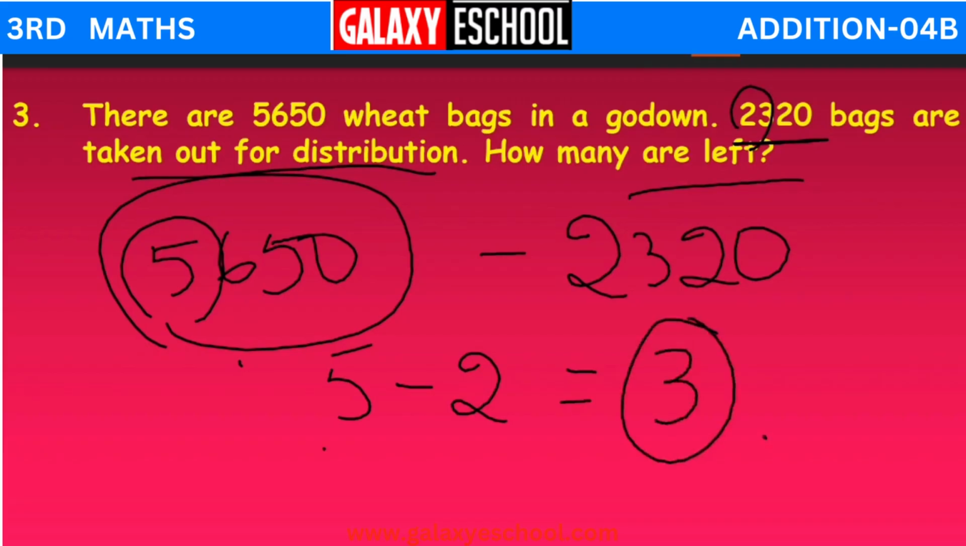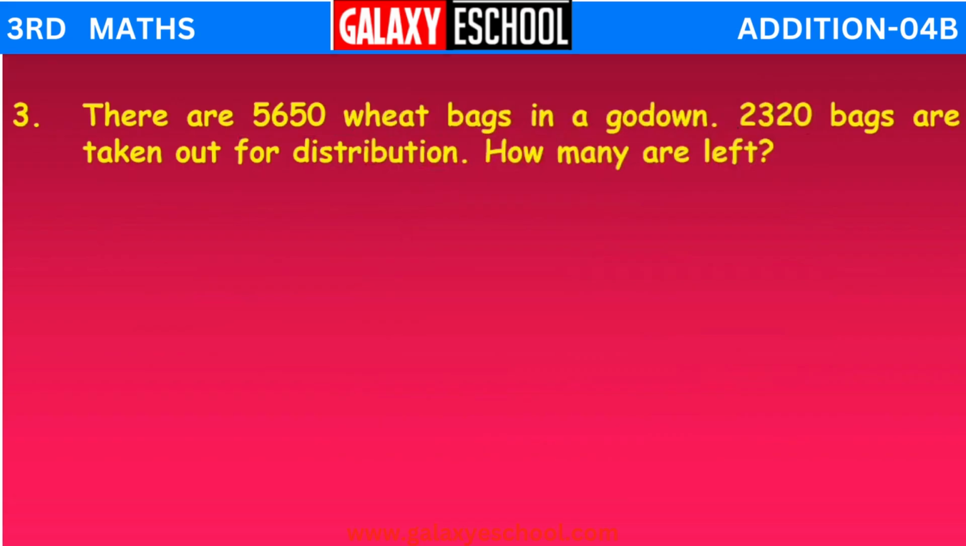Yes children, 5 minus 2 gives us 3. In the same way, there were 5650 bags, of which 2320 bags are taken out for distribution. Now how do we find out the left bags? We subtract the number of bags taken for distribution from the number of bags. Yes, let us see the statements. What will the first statement be?